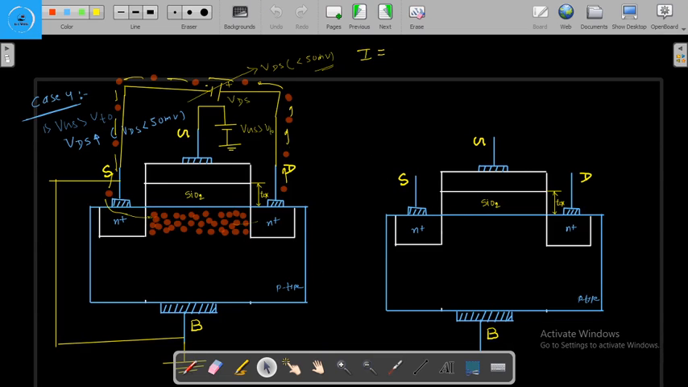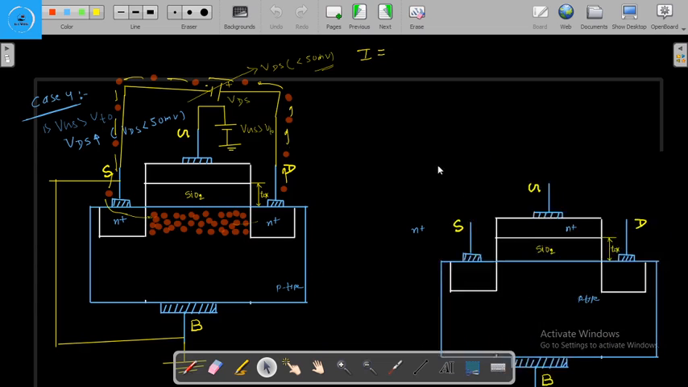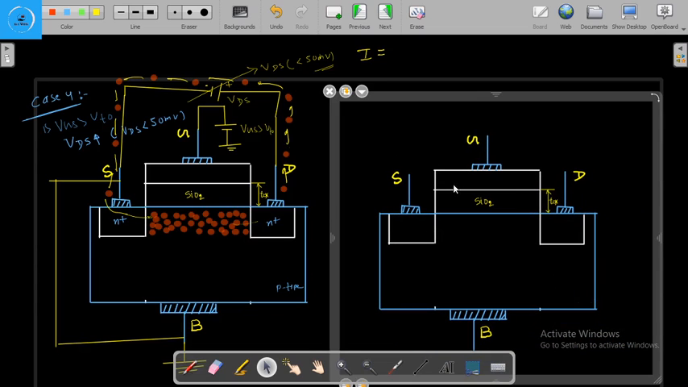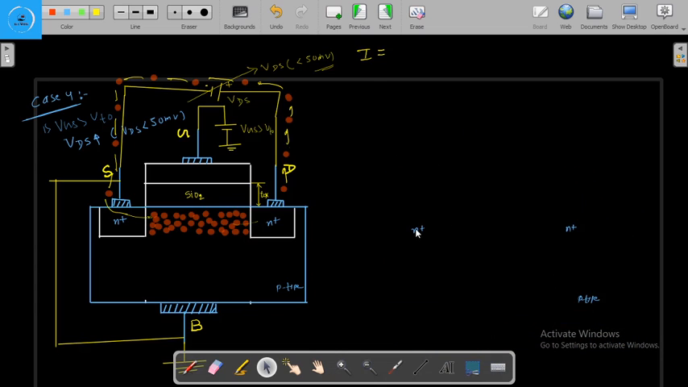Let me delete this, because I need more space.